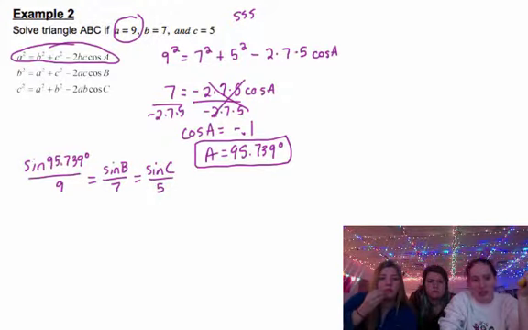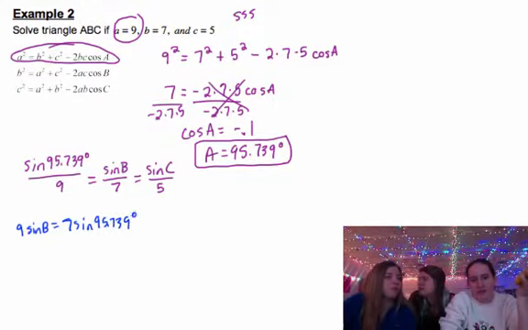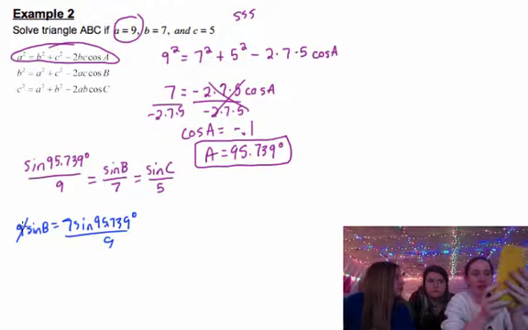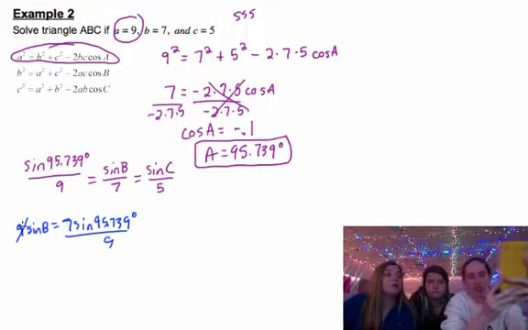We just got to cross multiply here. So like 9 sine B equals 7 sine 95.739. And divide both sides by 9. And then we'll inverse sine that because we're trying to find B and we have sine B. Second sine 7 sine, second answer because my answer's still in there, divided by 9.